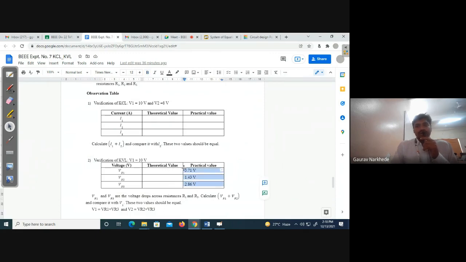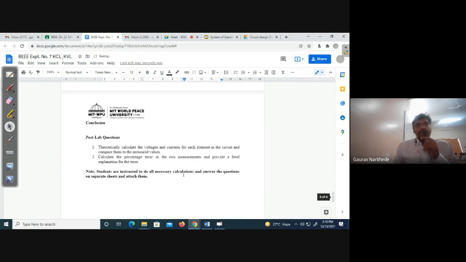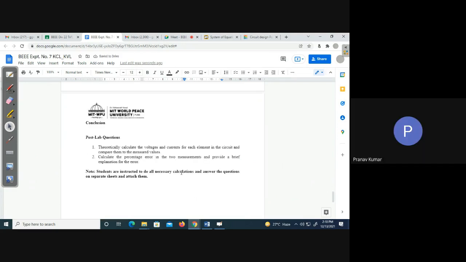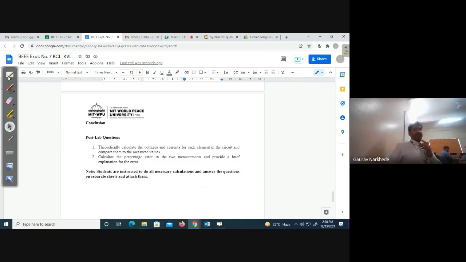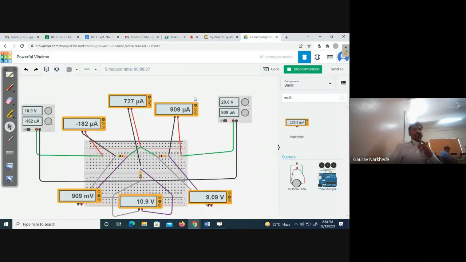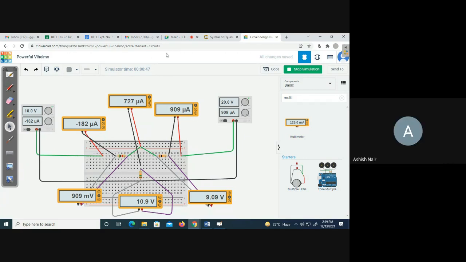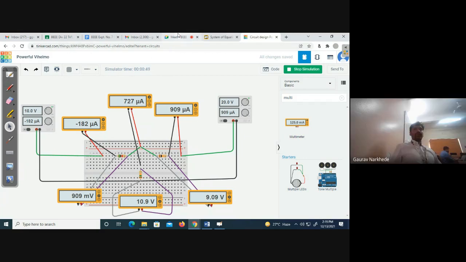Okay, you just neglect these things. So can I say, sir, that here we have verified Kirchhoff's current law by seeing that I1 plus I2 is equal to I3, as well as we have seen Kirchhoff's voltage law also? Yes, sir. Okay. Any difficulty in this?